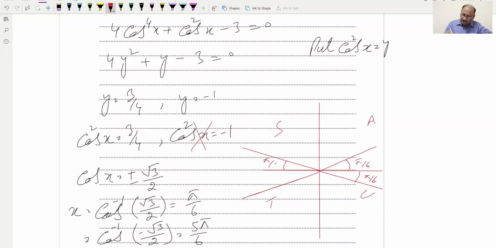This is pi by 6, and this is pi by 6 again. So we can write the answers. The answers will be: the first angle, when we start from 0, will be this one, which is pi by 6. So our answer will be pi by 6.